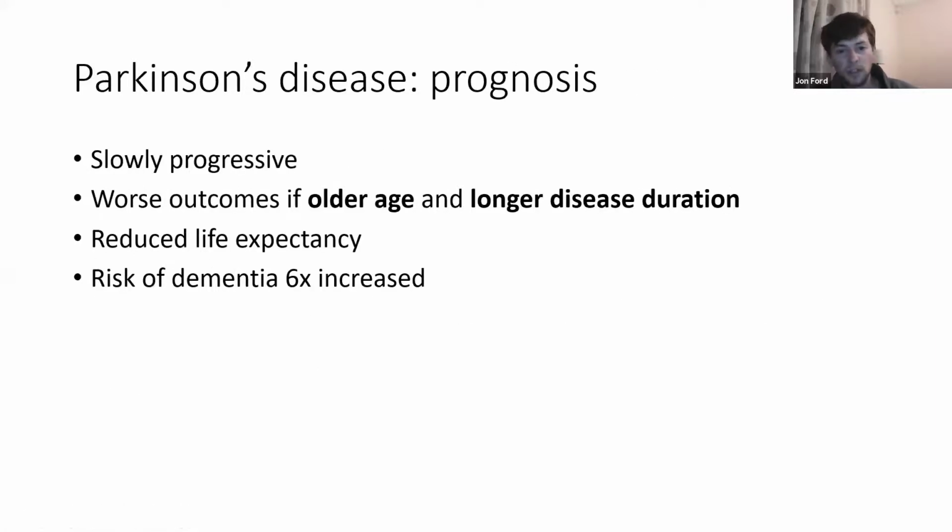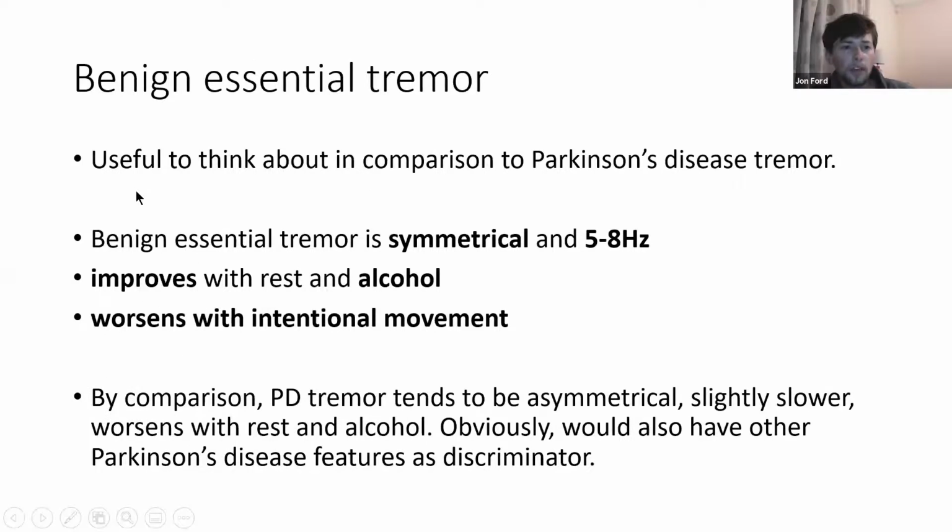And obviously, it's a slowly progressive disease. If you have it in older age or you've had it for a longer period of time, it's worse prognosis. And importantly, dementia is much more common. So that's Parkinson's disease. I thought it'd be quite useful to have a little bit of a think about benign essential tremor and compare it to Parkinson's, because this is something that is quite common. But benign essential tremor will be on both sides, and it tends to be slightly faster. It improves with alcohol. That's one of the classic things they might put in a question, but it worsens with intentional movement. And that's in contrast to Parkinson's disease, as it says below.